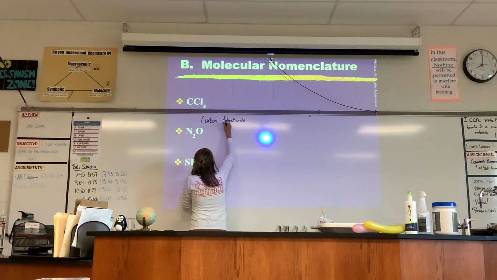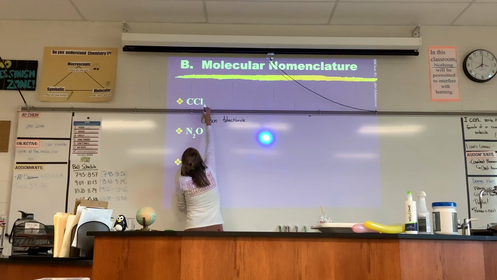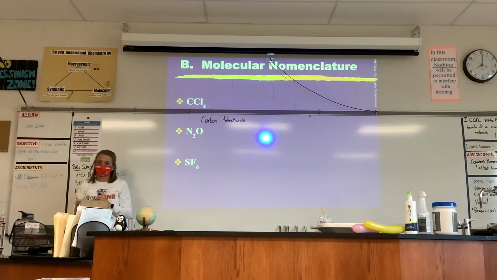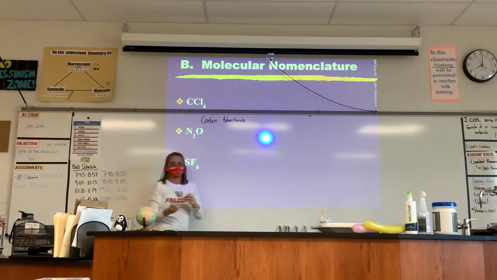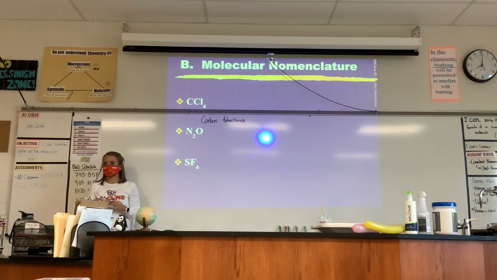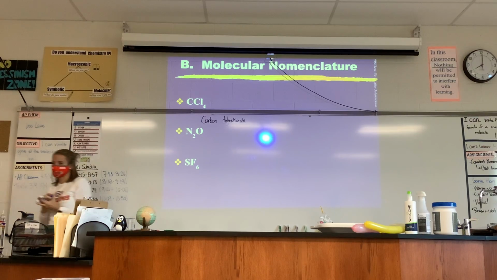Okay, so the tetra is there because of the 4 in the formula, and then the ending always goes to IDE for covalent. The way I kind of think of it is that them being bonded is like them getting married, and so the girl is changing her last name. So that's why it goes to ide. Okay, all right, let's try another one.